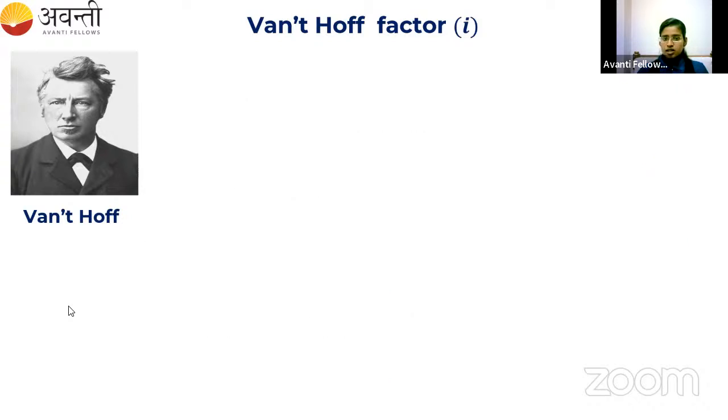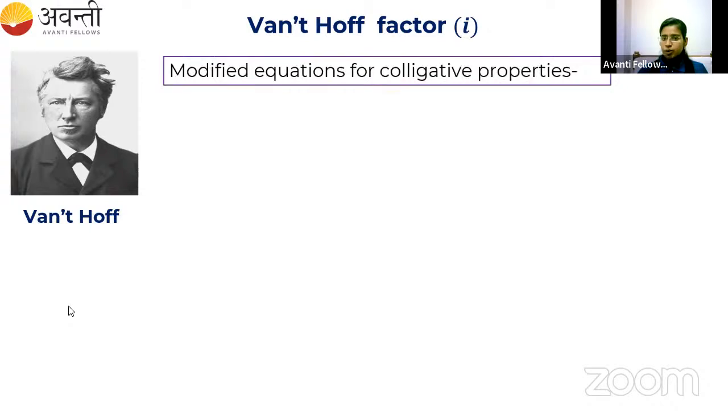So now the abnormality has got rectified with the term Van 't Hoff factor i. And we are getting the modified equations for colligative property in which this factor i is going to get multiplied with all the four properties.